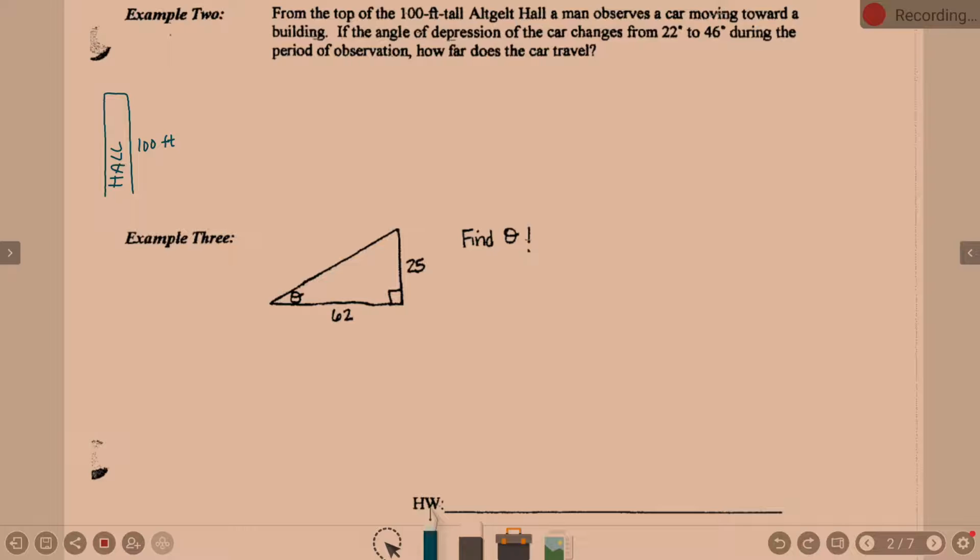So the idea here is that the car is starting way out here. And then he observes it moving this way. And now the car is there. Does that make sense, what I'm saying here?